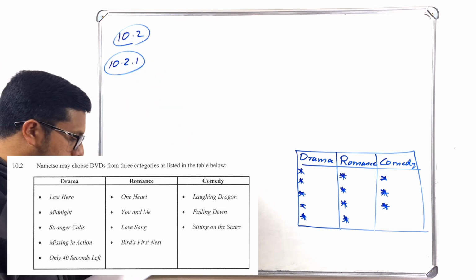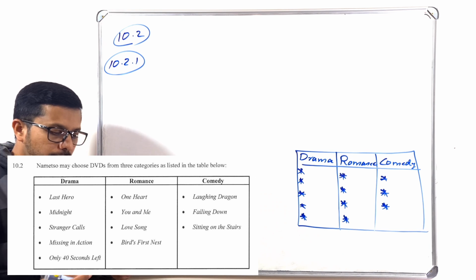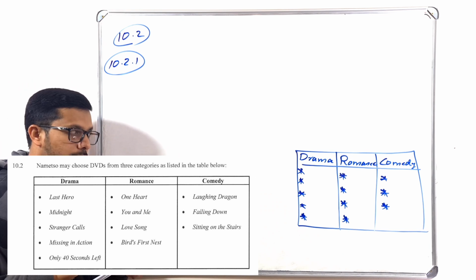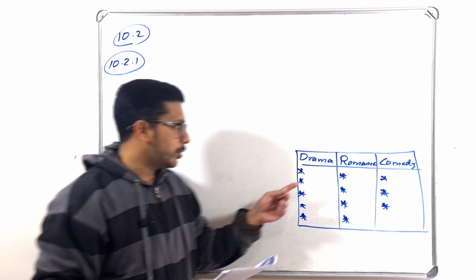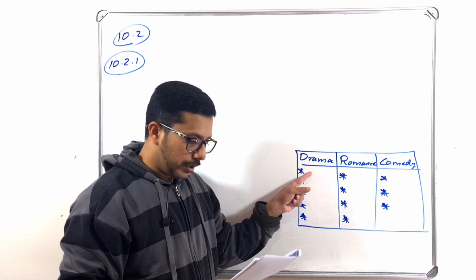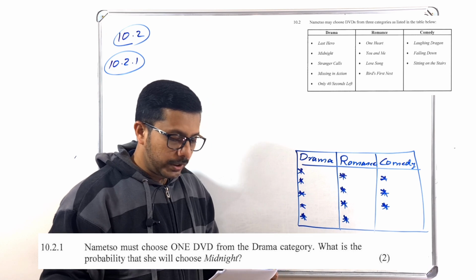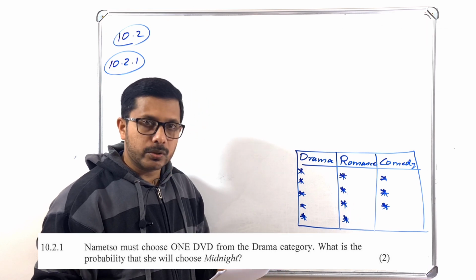What is that question? MR.MATHSZA must choose one DVD from the drama category. So MR.MATHSZA must choose one CD from this drama category. What is the probability that she will choose Midnight? So look at that question.